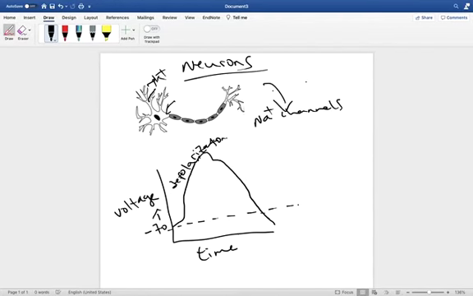Now, after this happens, sodium is going to come back out of the cell, but this time not through channels. Sodium is going to come back out of the cell through the sodium-potassium pump, the Na+/K+ pump, right? 3 sodium ions will come out of the cell, while 2 potassium ions will come into the cell in order to go back to the resting membrane potential, until we reach resting membrane potential again.